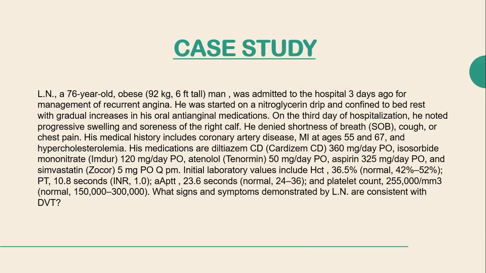Initial laboratory values include HCT 36.5%, where the normal range is 42 to 52%, PT 10.8 seconds, INR 1.0, APTT 23.6 seconds, and platelet count 255,000 per millimeter cube. What signs and symptoms demonstrated by LN are consistent with DVT?